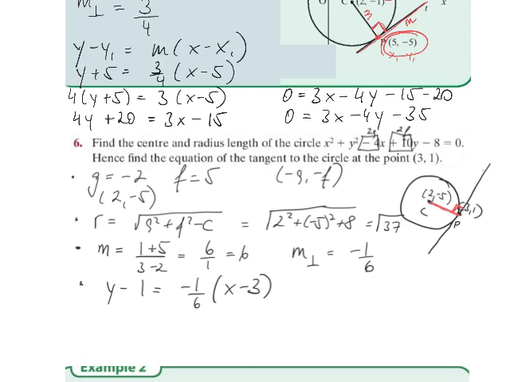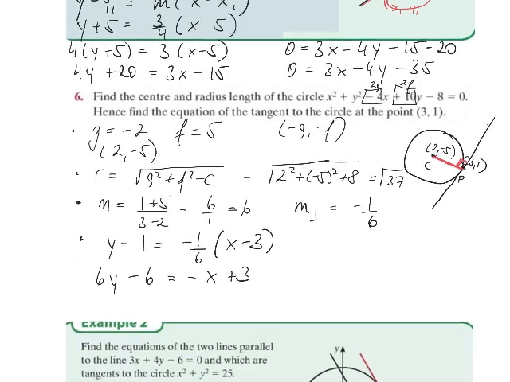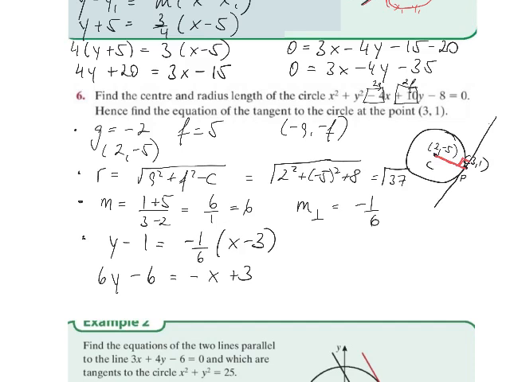I multiply by 6, which gives me 6y minus 6 equals minus, and I multiply this bracket out now, minus x plus 3. So I bring everything to the left because I have a minus x on the right, so I bring it all over to the left. So that would give me x plus 6y, now minus 6, and then if I bring the plus 3 over, it becomes a minus 3. So minus 6 minus 3 is minus 9, and that now equals 0. So that is now the equation of the tangent.